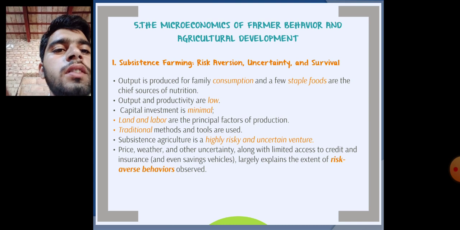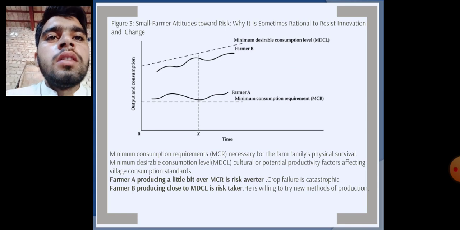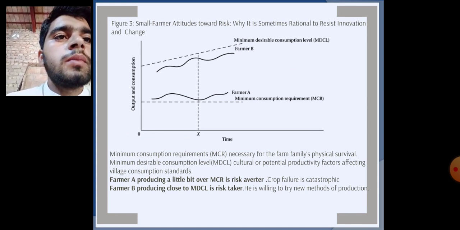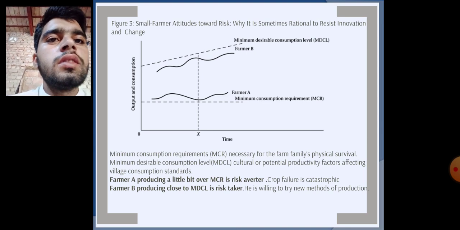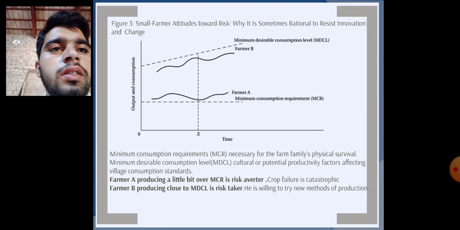and even savings vehicles. This largely explains the context of risk averse behavior and observed small farmer attitudes toward risk, and why it is sometimes rational to resist innovation and change, as shown in the figure.